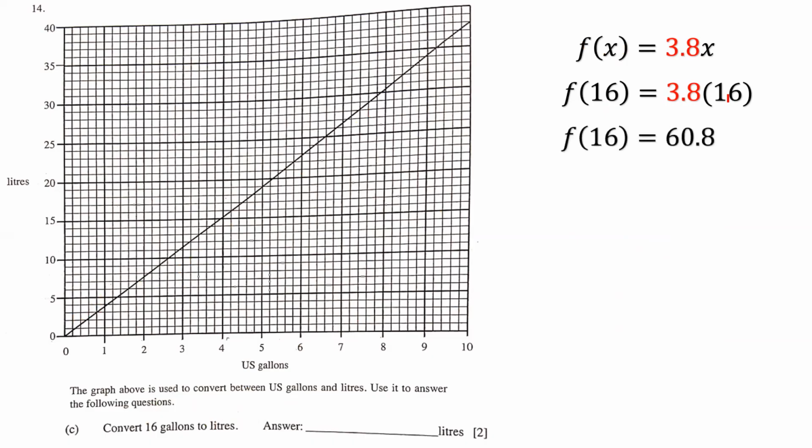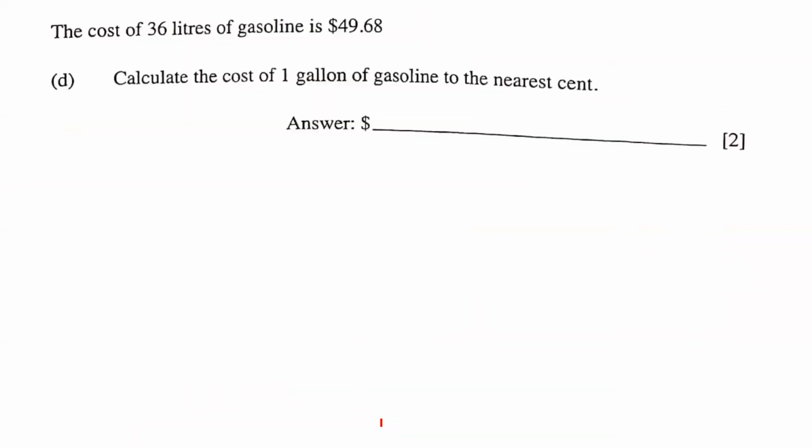And so what that means, we have 3.8 times 16. That means it's gonna be 60.8. And so that means that 16 gallons converted to liters is gonna be 60.8 liters.